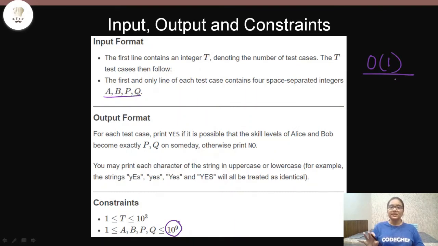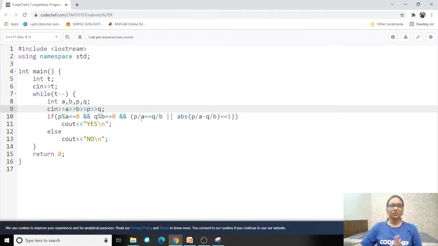And now we will discuss the code in Python and in C++. So guys, if we talk about the code of this problem, then it is going to be pretty simple, because we just have to use one if condition and we will reach our answer. So first we will see the code in C++.